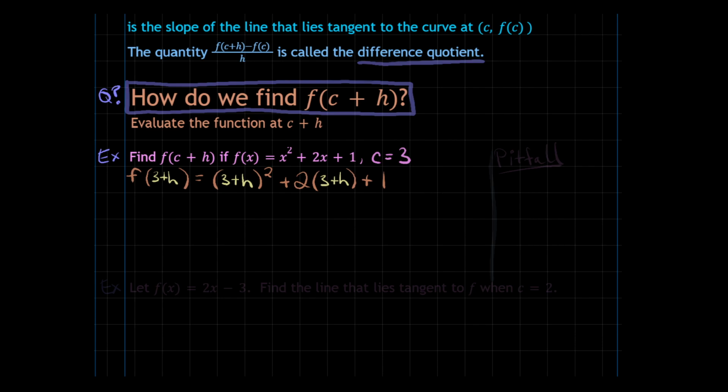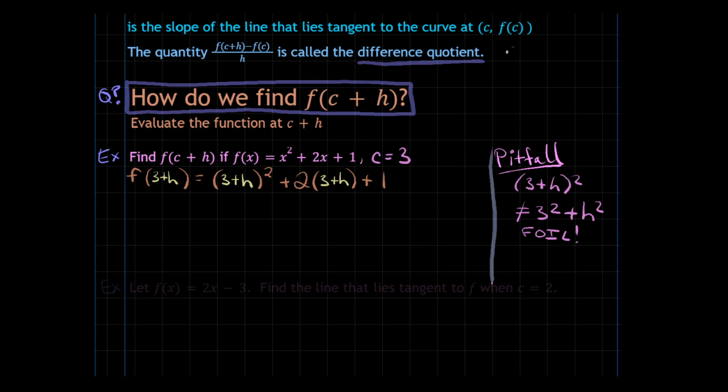Now, common pitfall here. 3 plus h squared. What is that? How do you deal with that? It is not 3 squared plus h squared. We need to FOIL that. Okay?